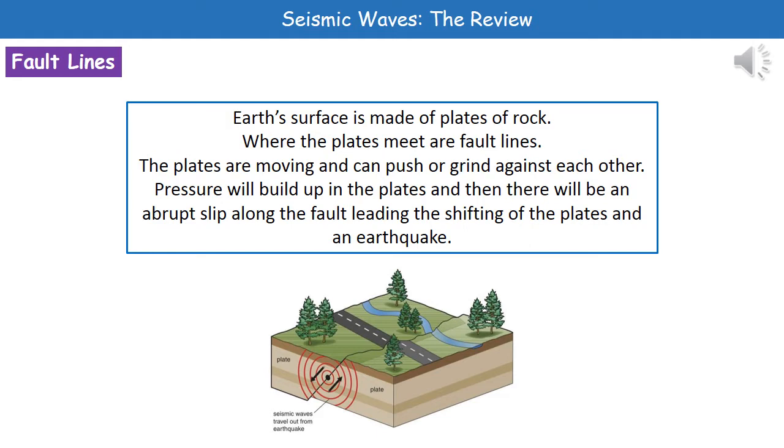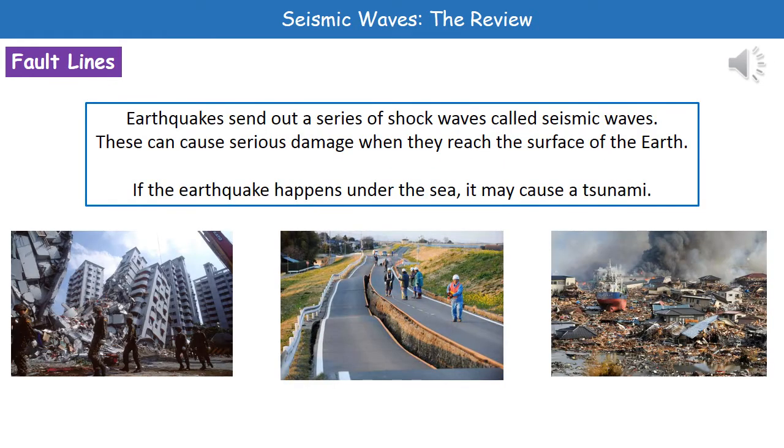Now if our plates are pushing against each other, then we can build up pressure in the plate, and finally when that pressure gets to a certain point, it's going to cause those plates to slip past very quickly, and that means we get a very rapid shifting of the plates, and as a result we generate an earthquake. When an earthquake occurs, we get these shock waves being sent out called seismic waves.